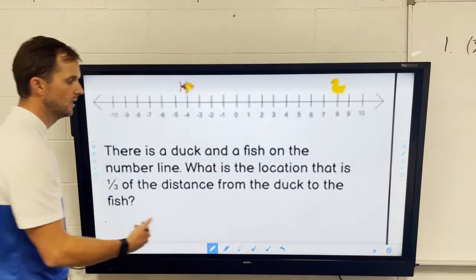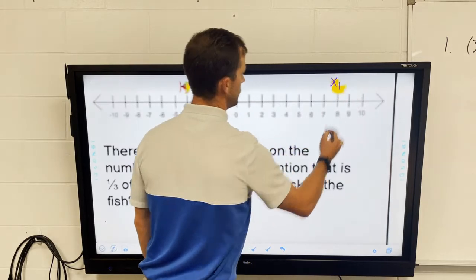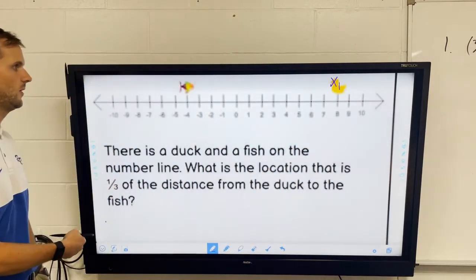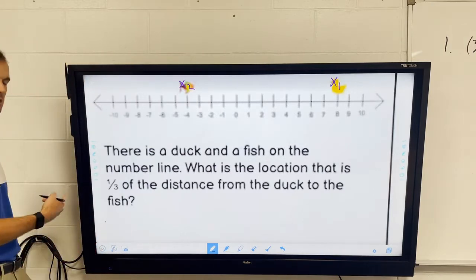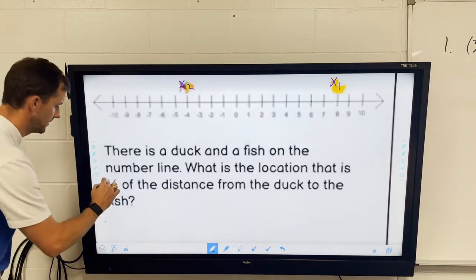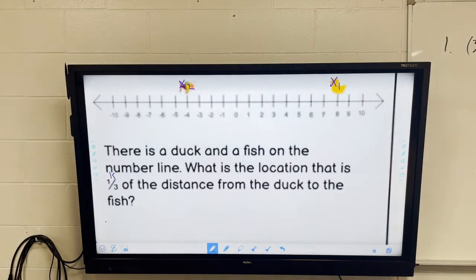So this is key. The duck is going to be your starting point. So this is going to be my x1, and the fish is going to be your end point. So this is going to be my x2. And then my fractional distance is going to be my k. So 1/3 is going to be my k. So literally I just have to plug this into my formula and then solve for it to find where that point is actually going to lie.